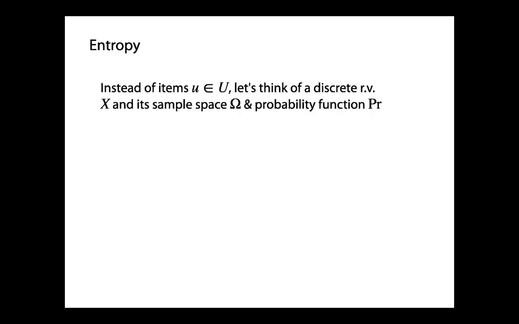Okay, so instead of thinking of what we have here, we're already starting to think in terms of not so much a set as a random source that has a different probability of generating different letters from the alphabet. So instead of thinking of items small u from a universe big U, let's think of a discrete random variable, x, and think in terms of its sample space, omega, and a probability function. Okay? And then let's, again, write down something that looks a bit like entropy.